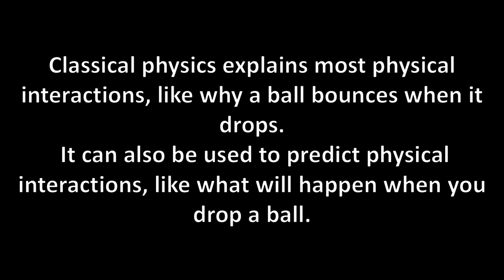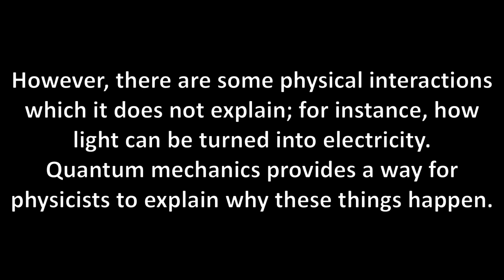So it all starts here. See, physics can be divided into two types: classical physics and quantum mechanics. Classical physics explains most physical interactions, like why a ball bounces when it drops. It can also be used to predict physical interactions, like what will happen when you drop a ball. However, there are some physical interactions which it does not explain, for instance, how light can be turned into electricity. Quantum mechanics provides a way for physicists to explain why these things happen.